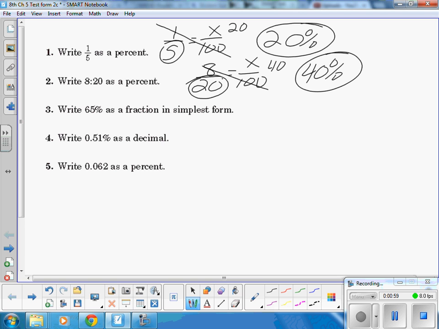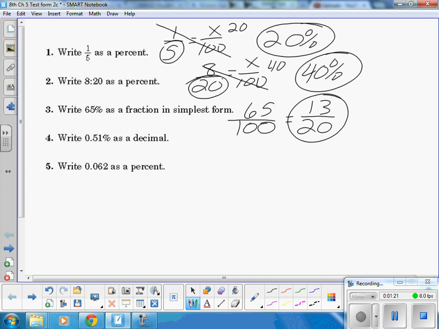On number 3, write 65% as a fraction in simplest form. To change a percent to a fraction, we just write the percent over 100. 5 goes into both the top and the bottom. 5 goes into 65, 13 times. 5 goes into 100, 20 times. So that would be 13 over 20.